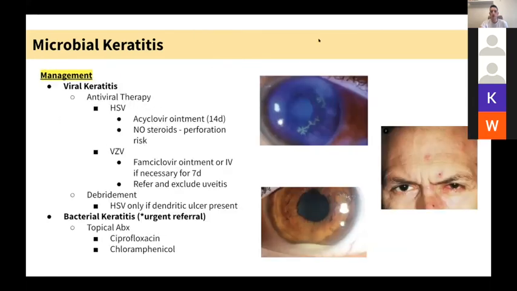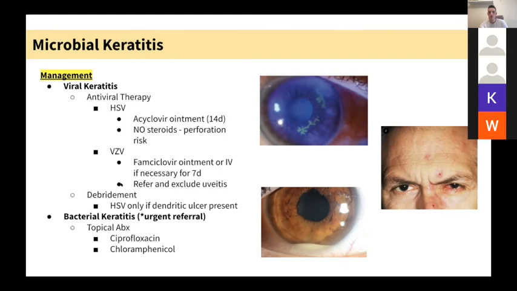In terms of management, so if it's HSV and VZV, they're a little bit different, but HSV, acyclovir for 14 days. And we don't want to use steroids in any of these as well, because that will just make things worse. In terms of VZV, you can use a different antiviral called famciclovir, and you just want to make sure that you're excluding other causes of a red eye as well.